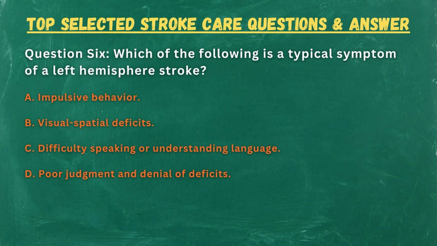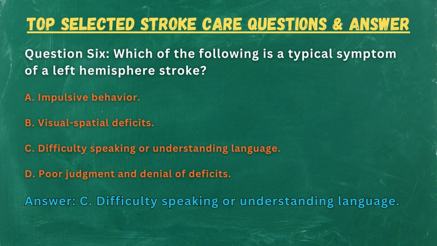Question 6. Which of the following is a typical symptom of a left hemisphere stroke? A. Impulsive behavior. B. Visual spatial deficits. C. Difficulty speaking or understanding language. D. Poor judgment and denial of deficits. Answer. C. Difficulty speaking or understanding language.